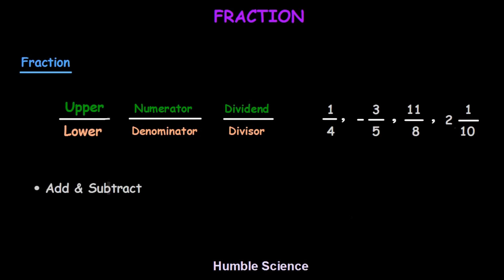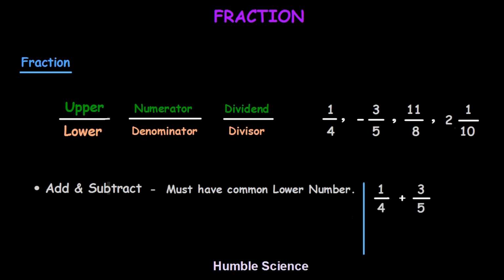In order to add or subtract fractions, they must share a common lower number. For example, 1 over 4 plus 3 over 5. To quickly convert the lower numbers to the same number, I sometimes just multiply them, and in this case, 4 times 5 will give us 20, and then I cross multiply to get the upper numbers. 5 times 1 will give us 5, 4 times 3 will give us 12. Now we can add them up, and we're gonna get 17 over 20, and that is the answer here.